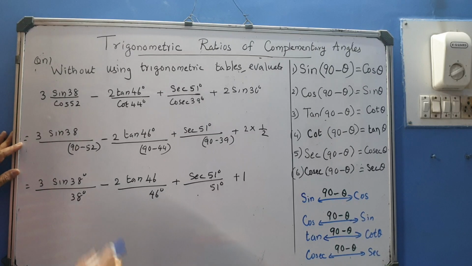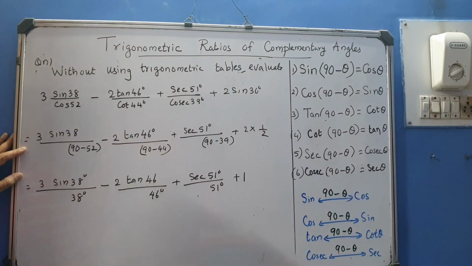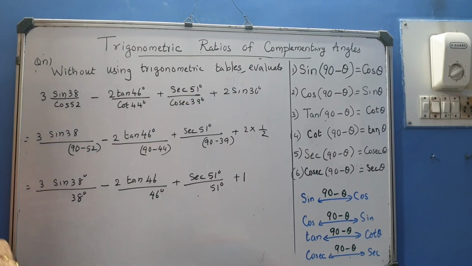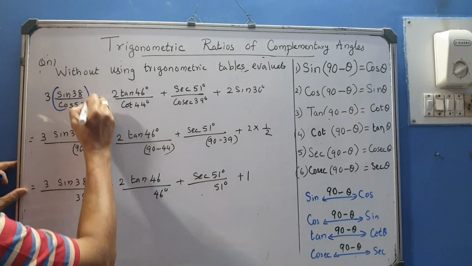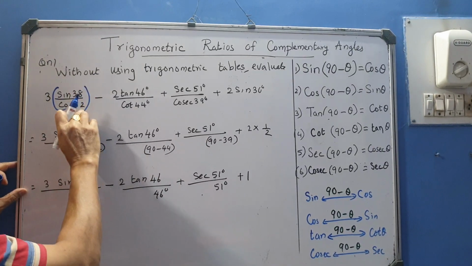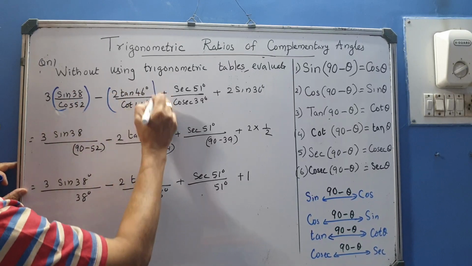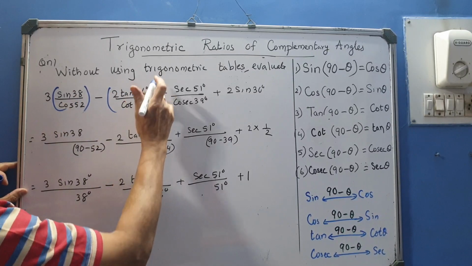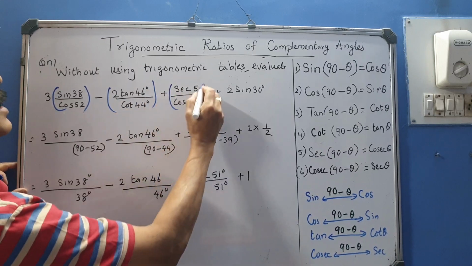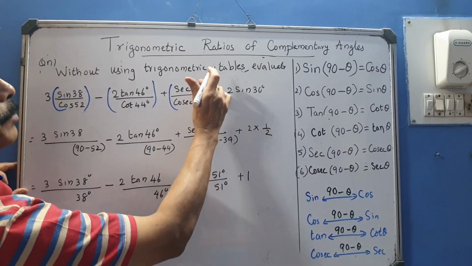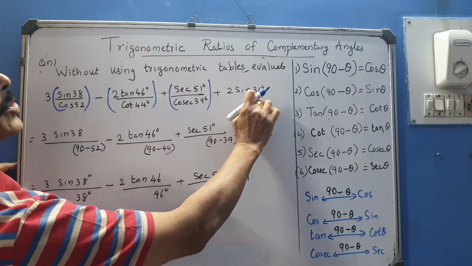Okay, now let's take a sum based on the complementary angle. Before solving it, make sure that complementary angles 38 and 52 give you 90. So this is one pair. The second pair is 46 and 44 because the sum is 90. The third pair is 51 and 39 because the sum is 90. This is a standard angle.